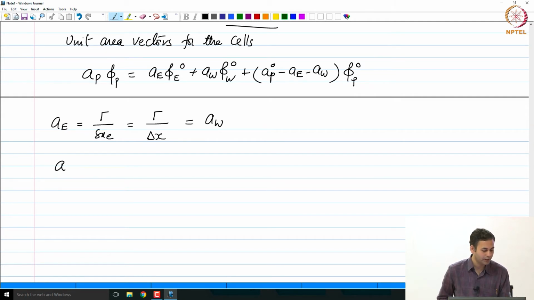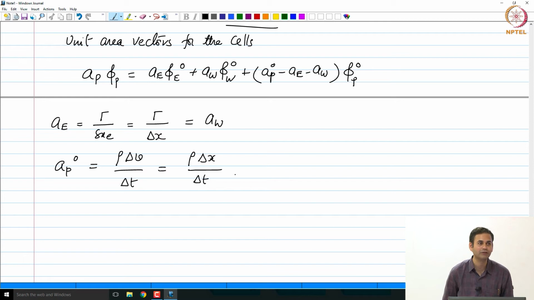What will be the value of AP 0? Rho delta V by delta T. So, in the context of 1D, what will this be? Rho delta x upon delta T. And what will be the value of AP for an explicit scheme? AP would be equal to AP 0 for an explicit scheme, isn't it? For explicit it is the same. For implicit you will have extra terms. We have derived this before. Okay. So far so good.